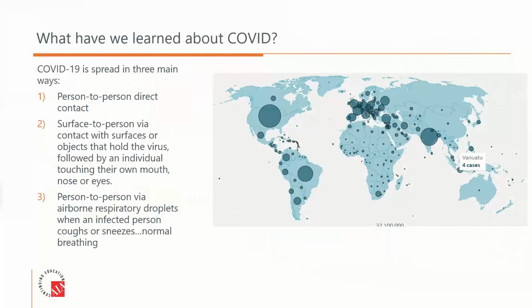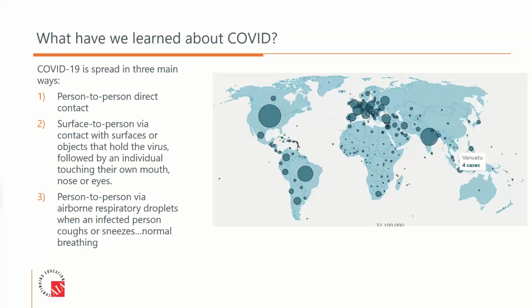So what have we learned about COVID? There's been a lot of discussion on how we get COVID. Certainly there is the person-to-person direct contact. There is the surface-to-person contact with surfaces and objects that hold the virus, and then we follow up by touching the surface and then touching our nose, mouth, or face.